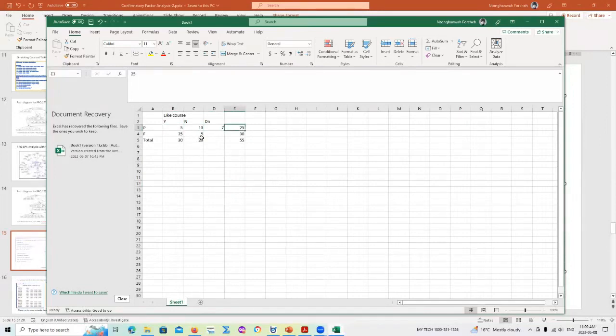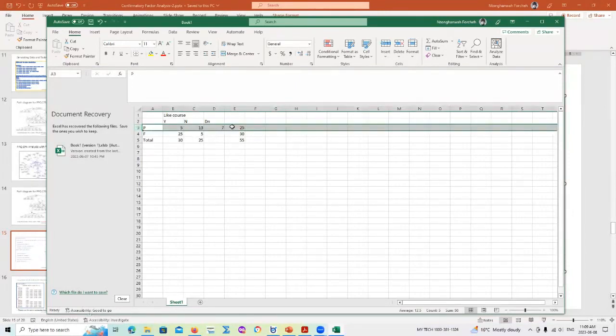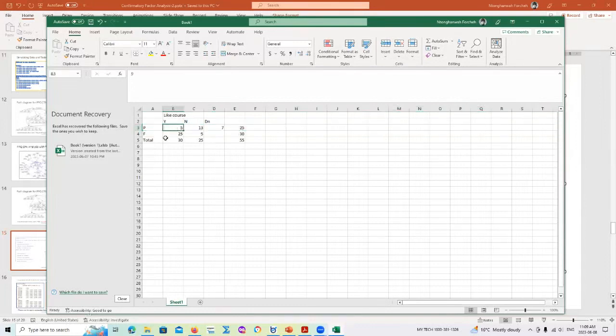But down here, the total must remain this. If I change 1 here, this number will change. So on this row, I have two numbers that I can change and still maintain my 25. Here, I have only one number. If I change this number, this will automatically change.